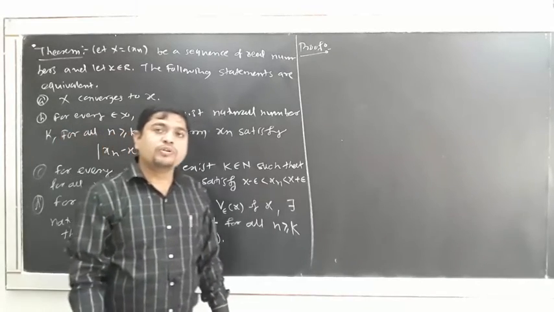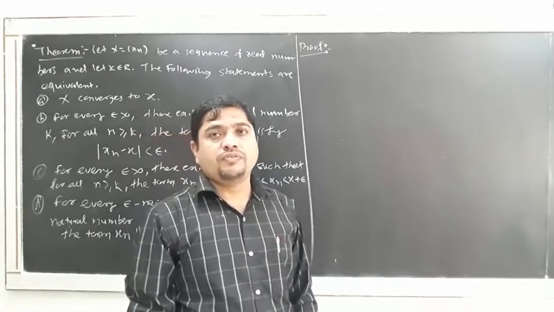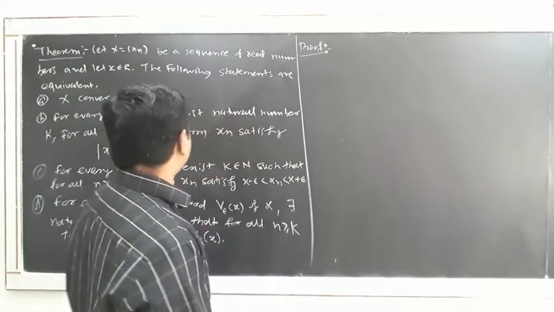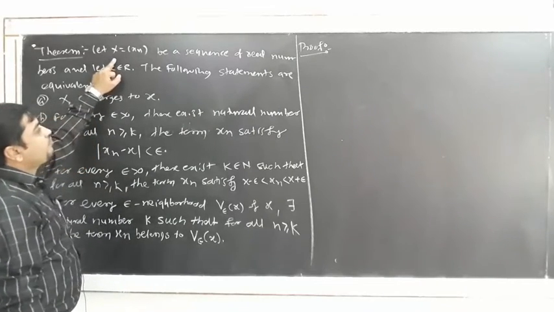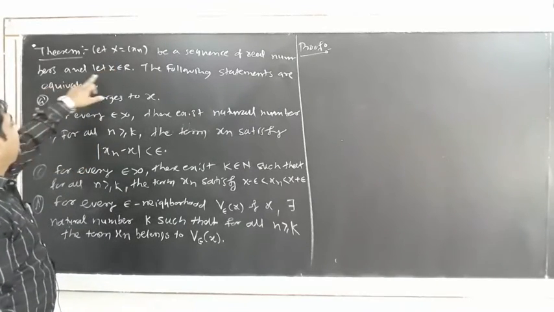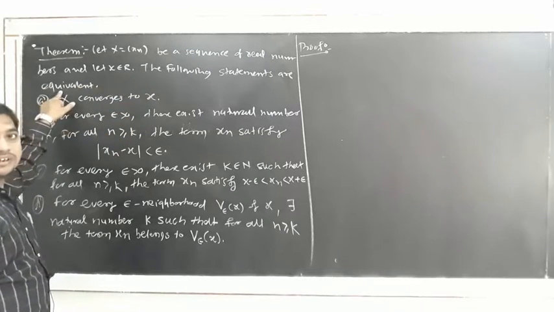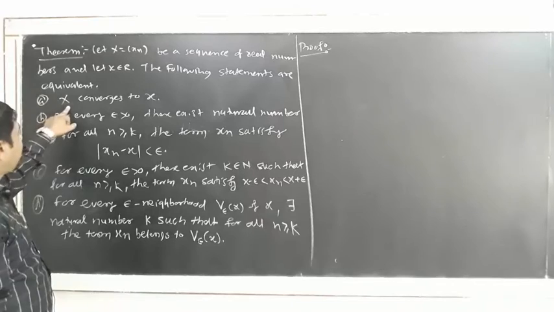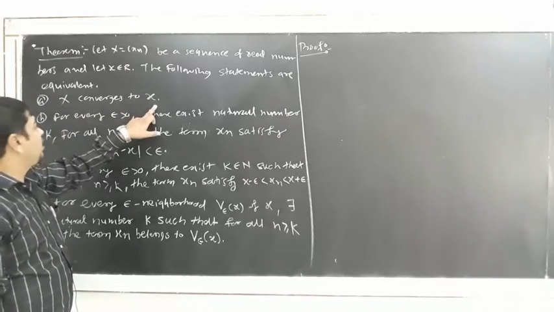Now we will prove one more theorem on the limit of a sequence of real numbers. So what is the theorem? First I read. Let X = (xn) be a sequence of real numbers and x belong to R. The following statements are equivalent. A: the sequence X converges to x.